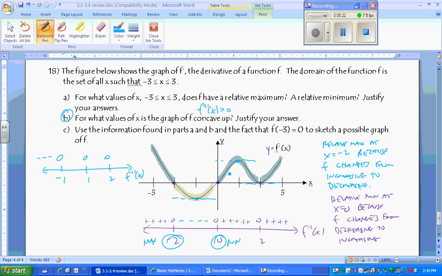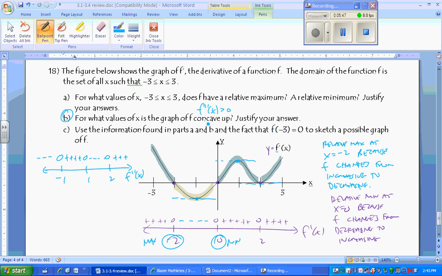Then from -1 to 1, this part of the graph is increasing. Slope would be positive for every value in there. From 1 to 2, the graph is decreasing. Derivative would be negative. The slope of the tangent line is negative. And then from 2 to 3, back to positive. It's increasing. So now we have a number line for our second derivative.